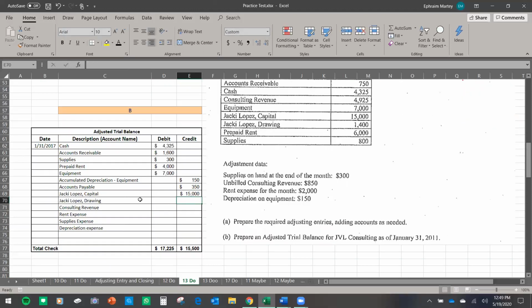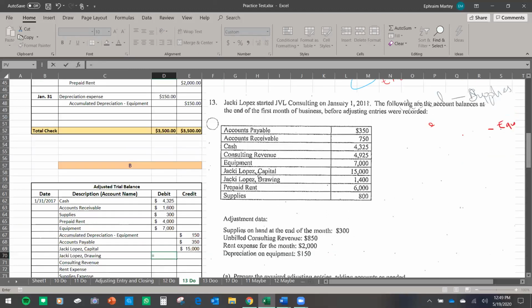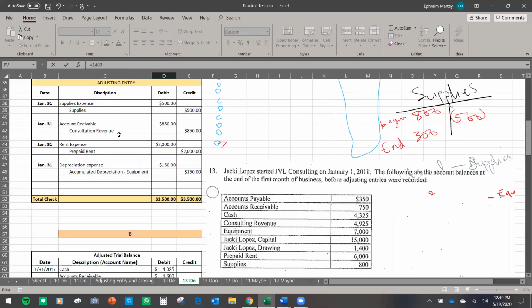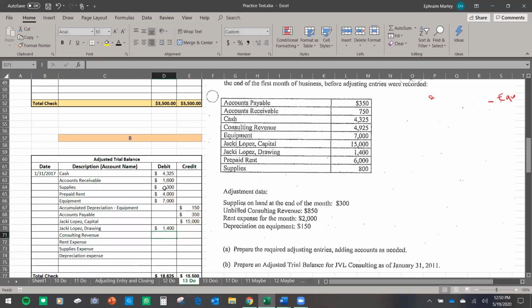And then we have drawing. Should we put it here? No, drawing is a debit. So we're going to select here and then drawing of 1,400. Did we do any adjustment here in drawing? No, we didn't, so we're going to leave it like that.